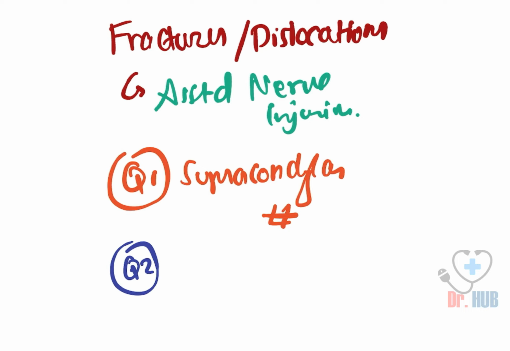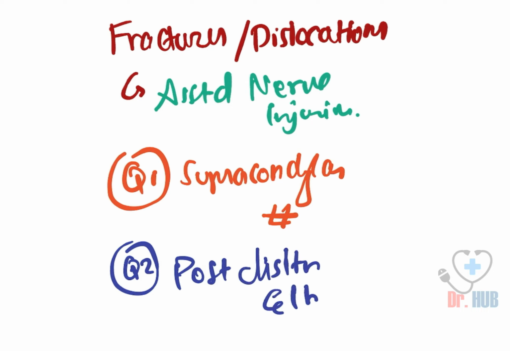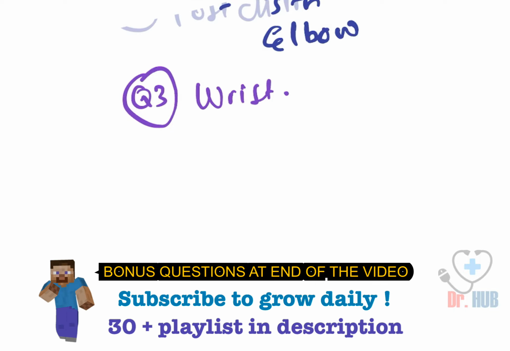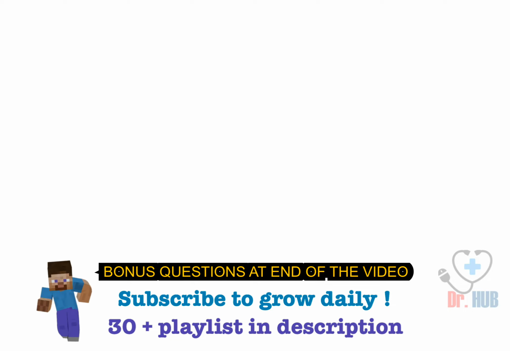Second question is, the nerves damaged in the posterior dislocation of the elbow. Third question is, in case of the wrist injury, what is the damage to the nerves? By the end of this video, you will know all the answers to these questions, and in the end there are some bonus questions as well.